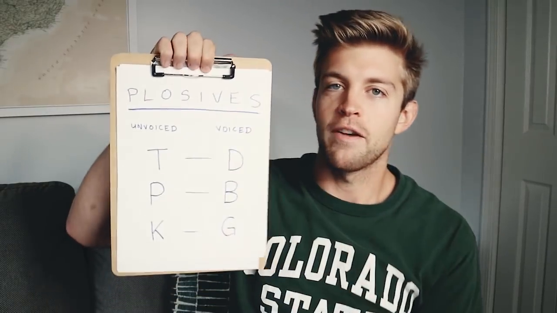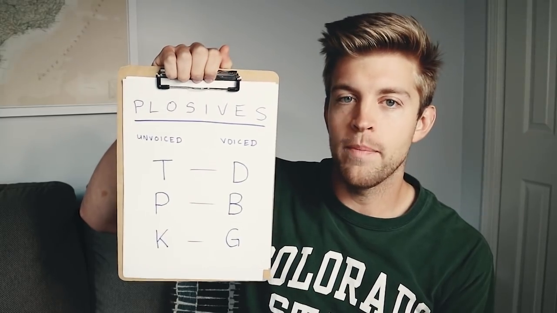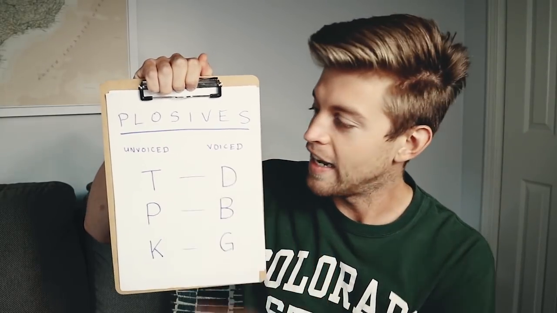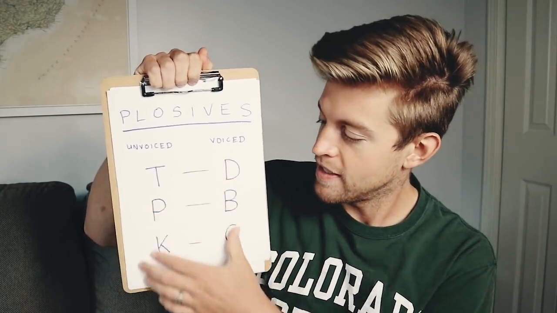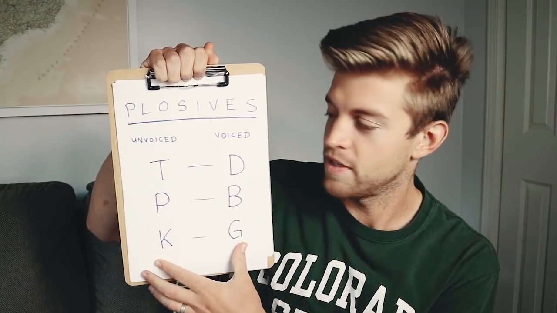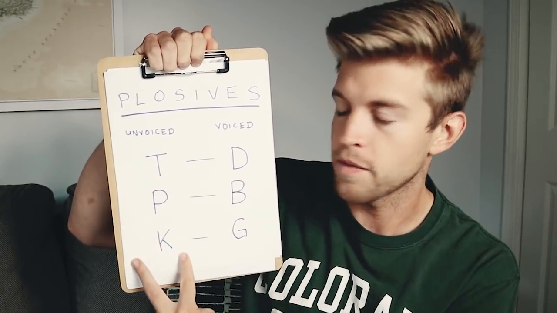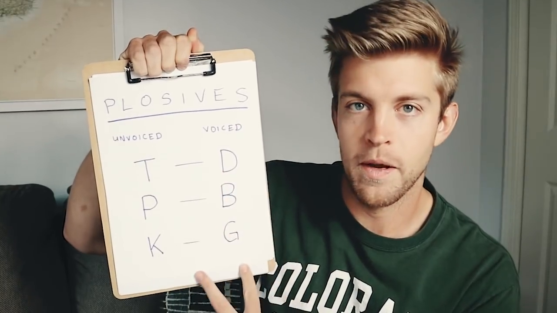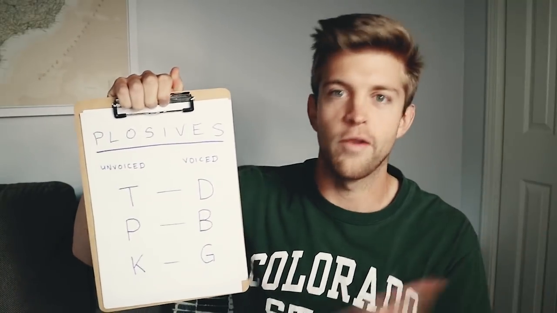Okay, so I have here six letters that I wrote down. These letters are all examples of plosives in English. And we have, amongst these six letters, two different types of letters. We have unvoiced plosives and voiced plosives. Okay, that's great. What does this mean? A plosive is a letter that when you say it, you can hear a puff of air or feel a puff of air on the back of your hand, right?